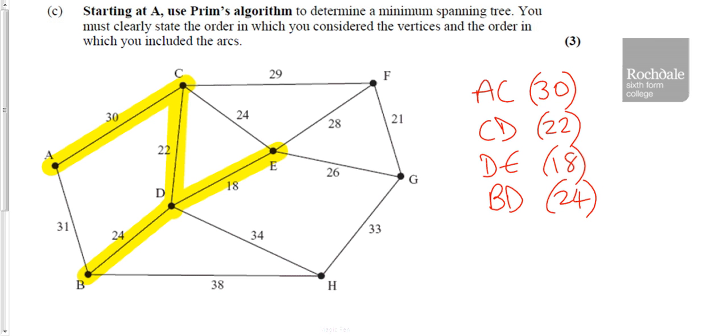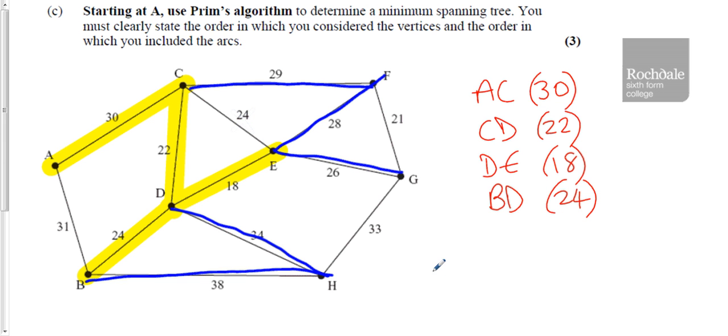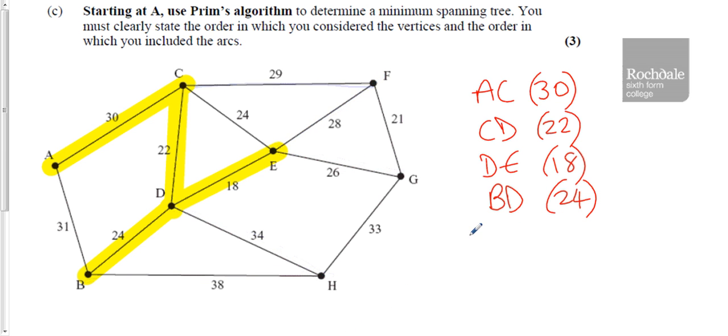Moving on, the options. Well, now AB is not an option because A and B are already in the tree. So AB is not an option anymore. Likewise, CE is not an option either. So I need to choose from BH, DH, EG, EF, and CF. Out of all those options, 26 for EG is the smallest. So EG 26 is the next one.